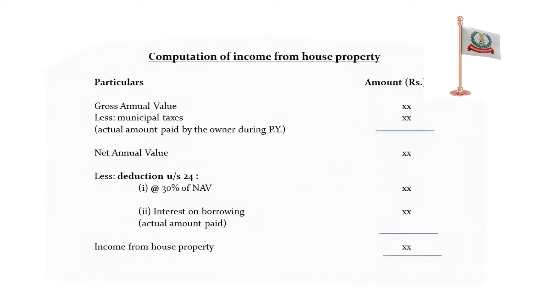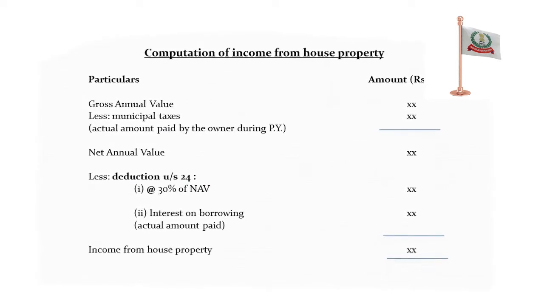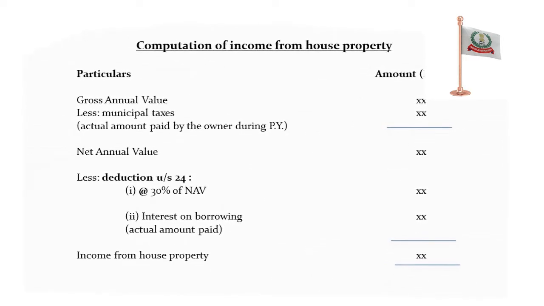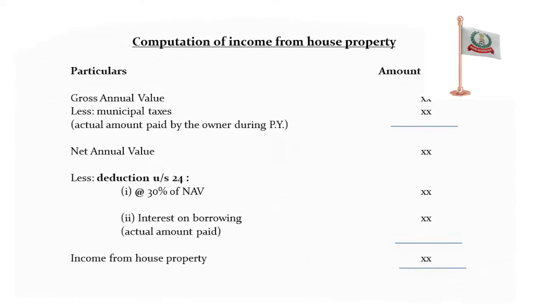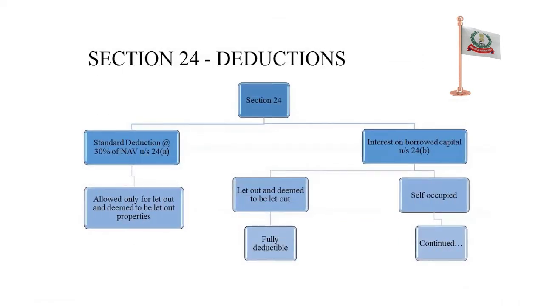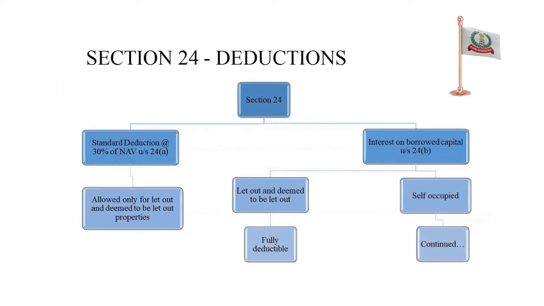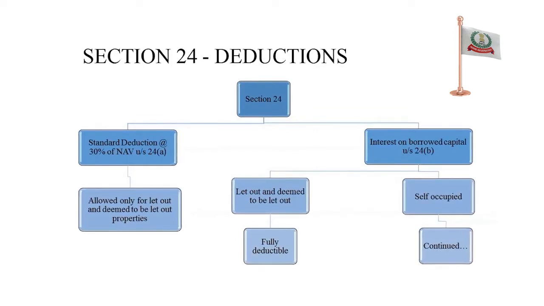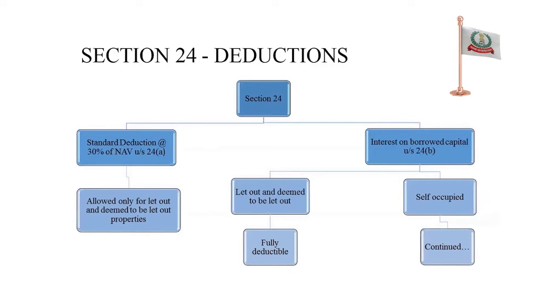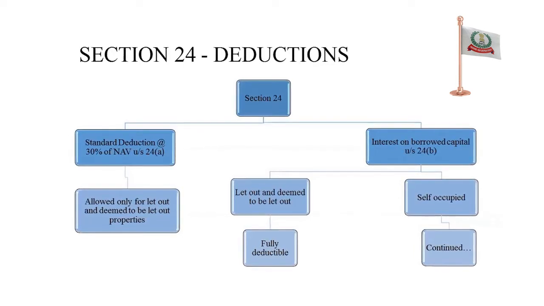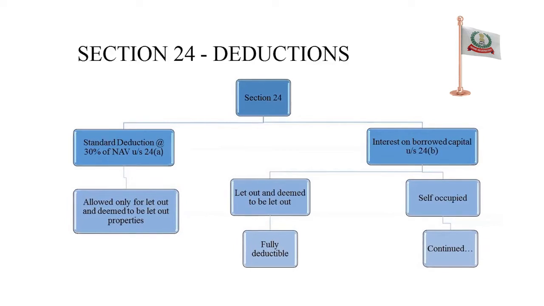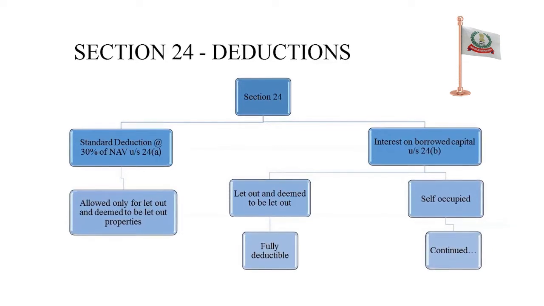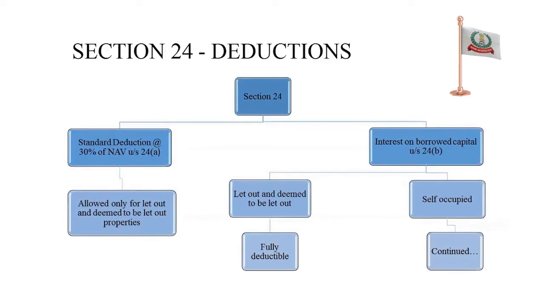Now, after deducting municipal tax, the resultant figure is net annual value. Out of net annual value, further two deductions are available under section 24. First is standard deduction at the rate of 30% on net annual value. This deduction is available to every landlord, every taxpayer, irrespective of any income clause. Second deduction from net annual value is interest on loan for construction or acquisition of any residential house property.